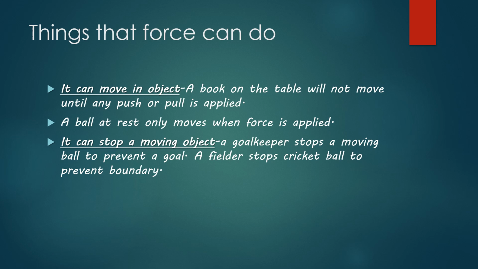It can stop a moving object. Like a goalkeeper: the ball which reaches the goalkeeper is in moving form, it is not at rest. So what does a goalkeeper do? He brings that ball to rest. So in order to prevent the goal, he stops a moving ball. Similarly, in the game of cricket, a fielder stops the cricket ball to prevent the boundary. All of you love these games, so you will understand these examples clearly.